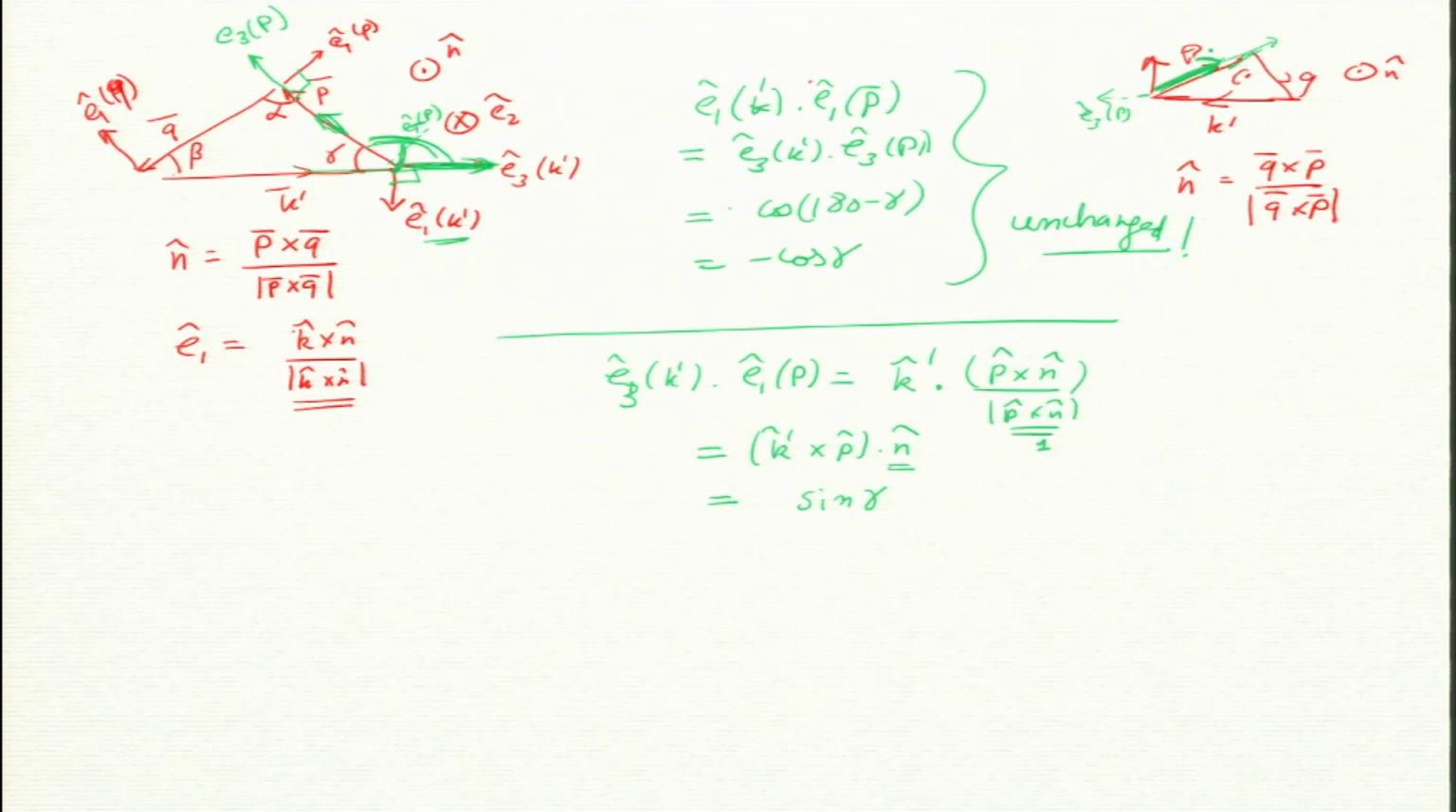This is my p hat and this is, no, I made a mistake, this is k hat, k prime hat. Everybody is able to see that? Now, what is k prime cross p? Which direction is it? Into the plane, so that is minus n cap. My n cap does not change direction, n cap is the same for both this picture as well as that picture. So for this one, E3 k prime dot E1 p is minus sin gamma.